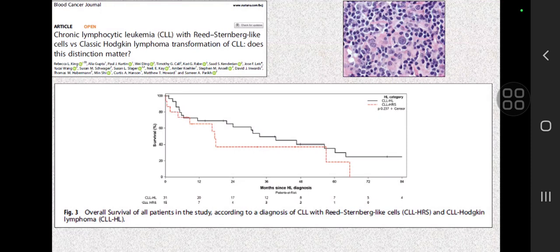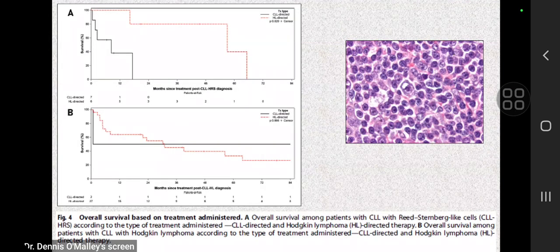But what's interesting is, here's another case on the right. That's a Hodgkin cell in a CLL. It turns out that if you take these patients, all of them, and treat them with Hodgkin-like therapy, they do a lot better overall than the ones that get treated with CLL therapy. So something about the Hodgkin therapy in patients that have ultimately that CLL event, even if it's just the Hodgkin-like cells, tend to have a better overall prognosis, which I think is kind of a cool, weird thing.